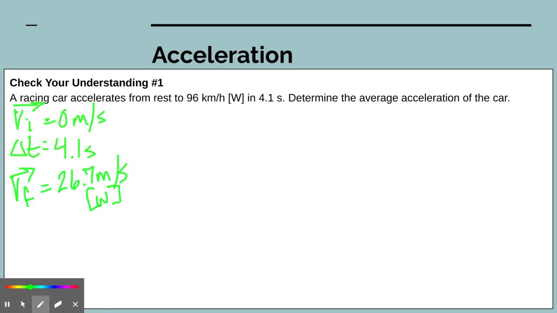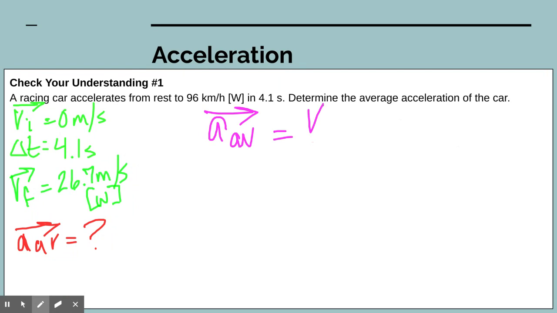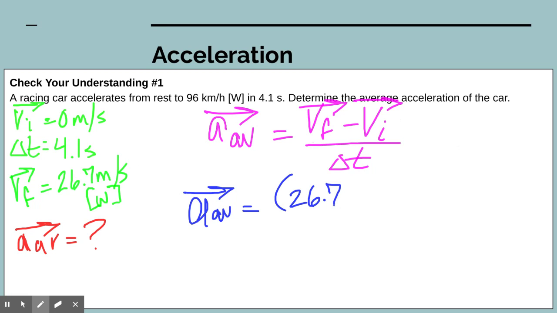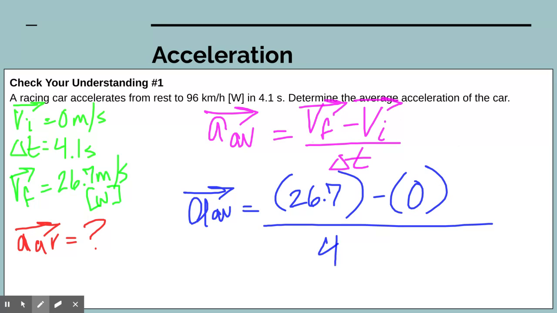So let's now do what we normally do. We're still trying to find that average velocity because we don't know what that looks like yet. We're going to plop in our equation like we normally do, and then just solve. So we've got our average acceleration is equal to our new final velocity, which is 26.7 meters per second, minus our initial, in this case 0 meters per second. The time stays the same.